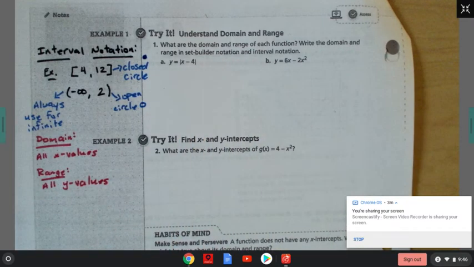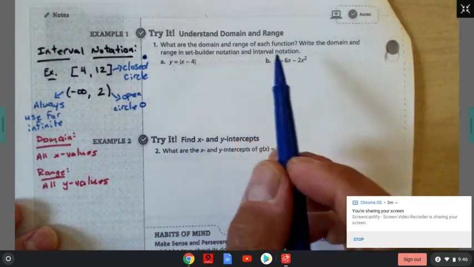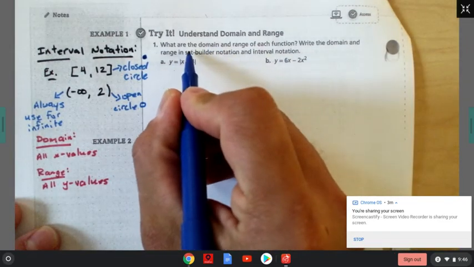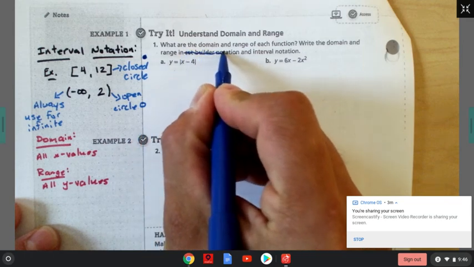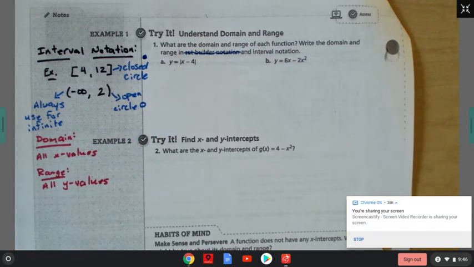Okay. So it says, what are the domain and range of each function? Write the domain and range in set builder and interval. We are not going to worry about set builder. We are going to focus on interval notation for all of it.